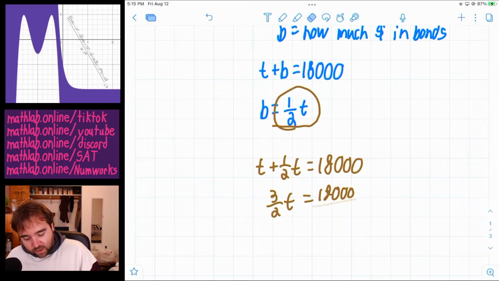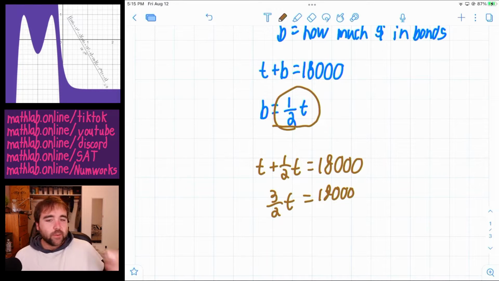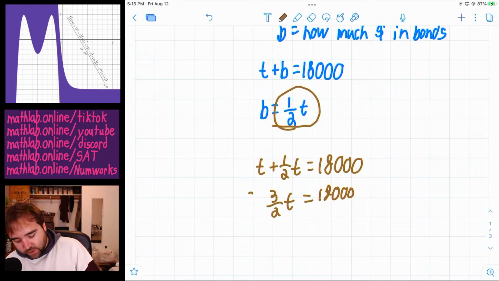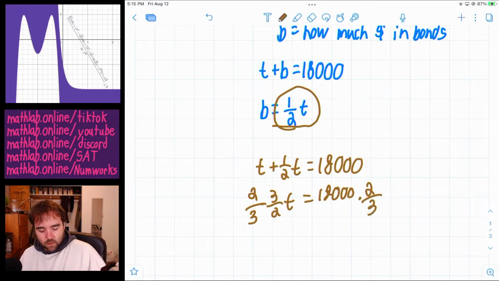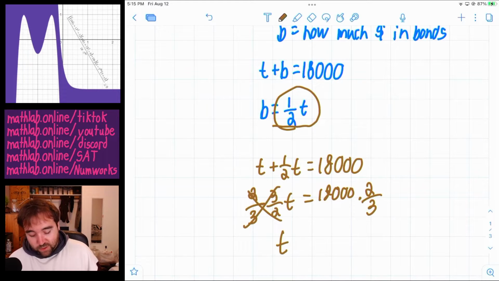Not divided by anything yet. But now we want to get T by itself. So how do we get T by itself? We've got to get rid of that fraction. So I'm going to multiply both sides by not 3/2, but 2/3. And then again, just like we did before, don't do 18,000 times 2. You've got to cancel stuff first.